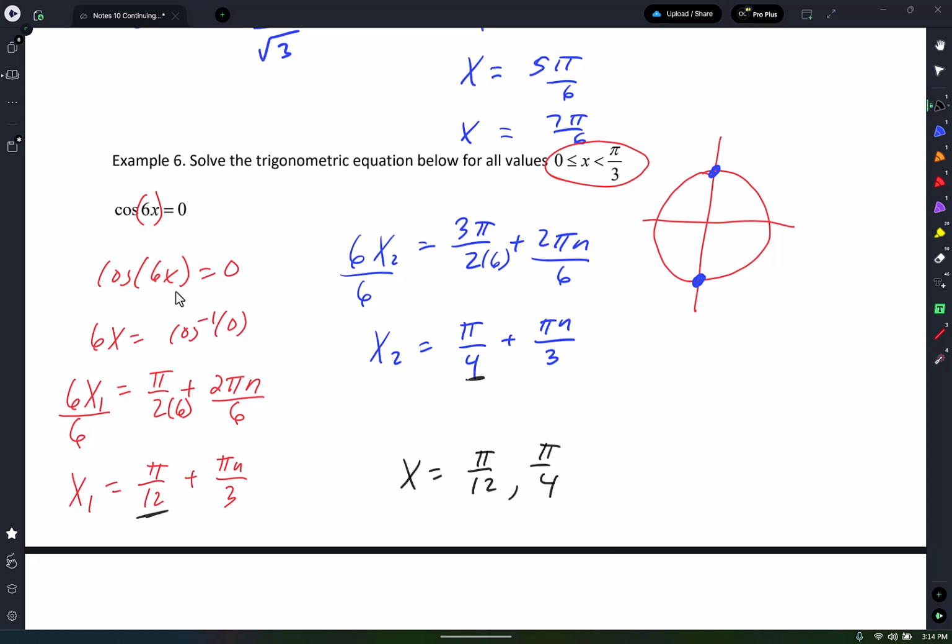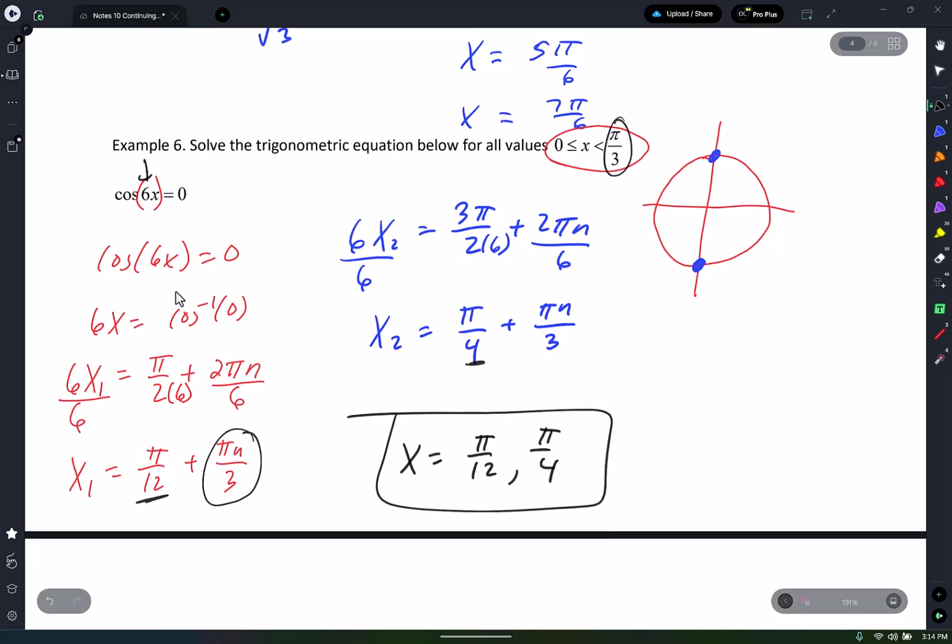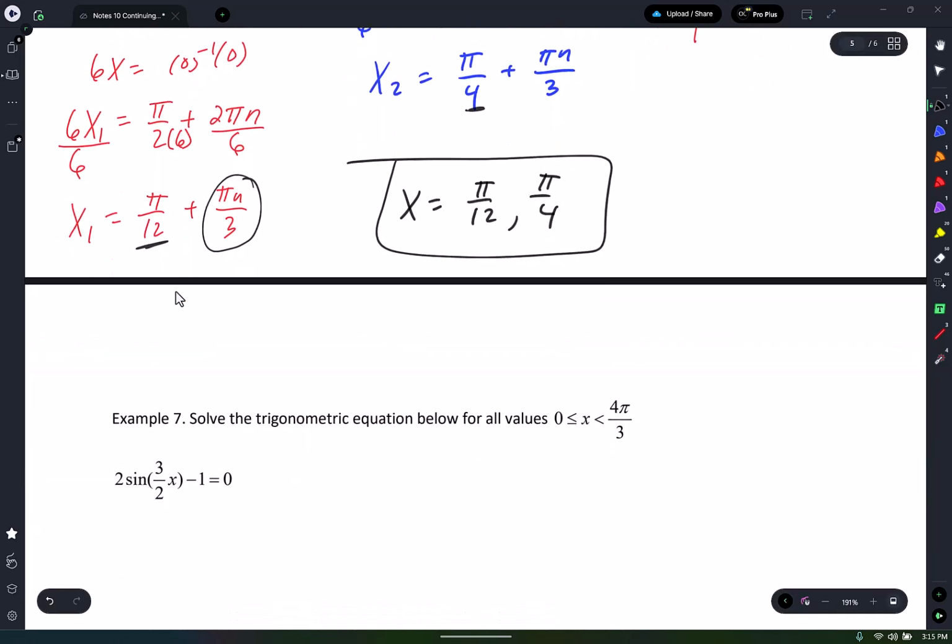All right, notice that you have pi n over 3. That's because that's the period of this. If I had pi over 3, notice that will take me outside my domain, because I'm only looking between 0 and pi over 3. So these are my only two answers right there. Do you guys see that? All right, good job. Are we feeling okay, guys?